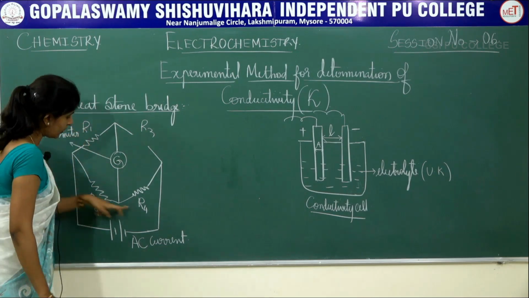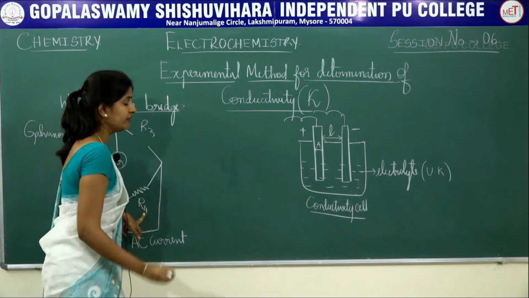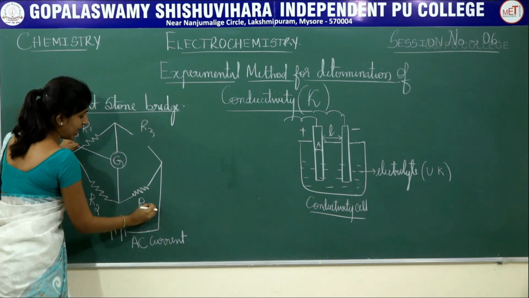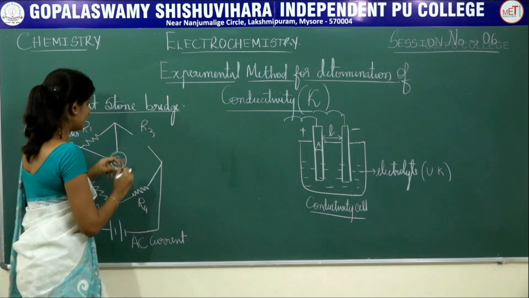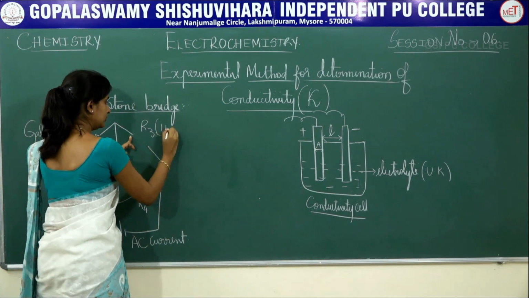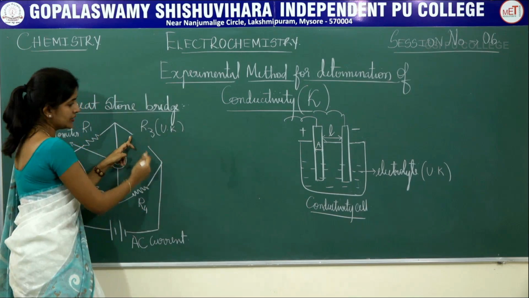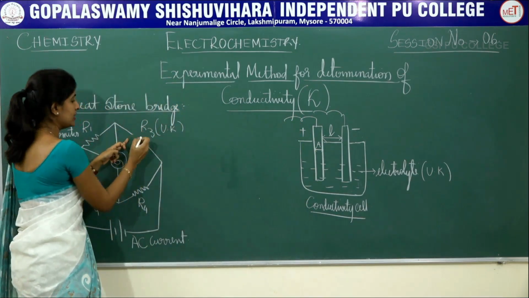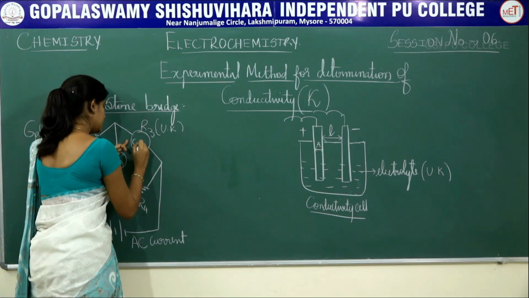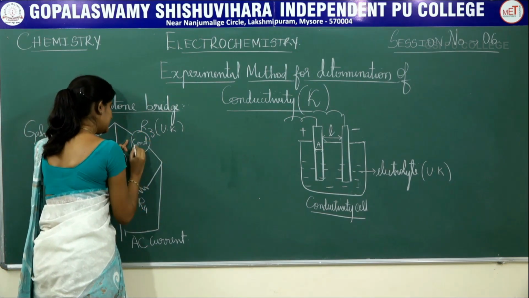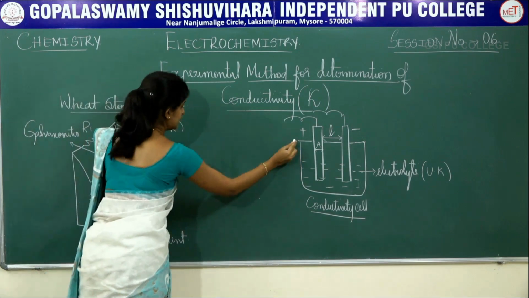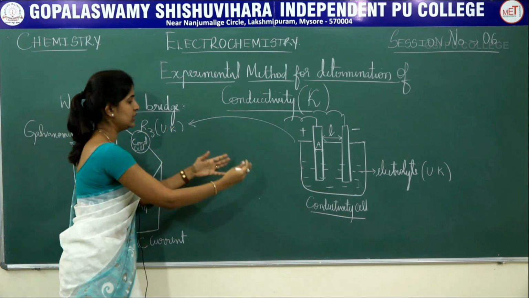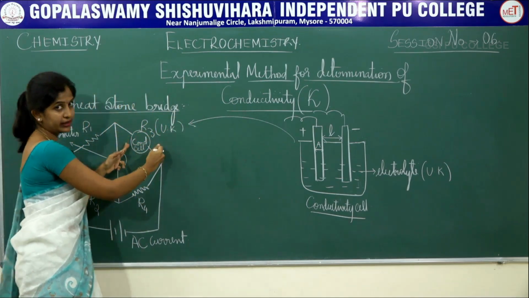Here R1, R2 and R4 are your resistors wherein you can vary the resistance. So R1, R2 and R4 are variable resistors. R3 is your unknown. Unknown is nothing but your conductivity cell. So this conductivity cell should be connected here. So I'll just put a here. So this is your conductivity cell. So this is your cell here. You have to connect this conductivity cell to your Wheatstone bridge at R3.